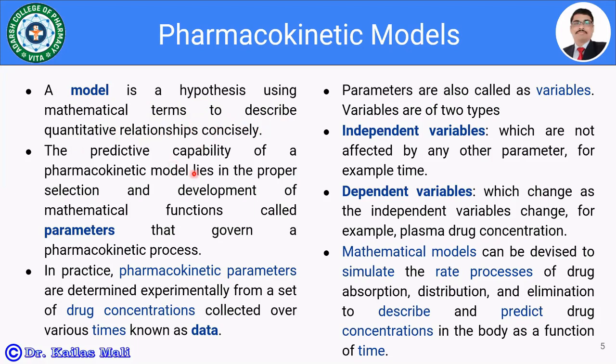The predictive capability of a pharmacokinetic model lies in the proper selection and development of the mathematical functions called the parameters that govern a pharmacokinetic process. So what are the parameters? The predictive capability of a pharmacokinetic model lies in the proper selection and development of the mathematical functions that are called parameters and which govern the pharmacokinetic process.